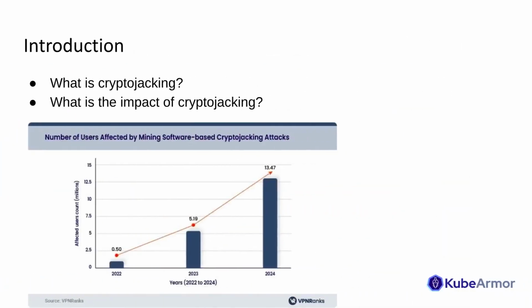So what's a cryptojacking attack? Cryptojacking refers to the unauthorized way of mining cryptocurrencies using someone else's resources. In a cryptojacking attack, an attacker plants a malware into someone else's system to leverage his resources for mining cryptocurrencies. And what's the impact of cryptojacking?